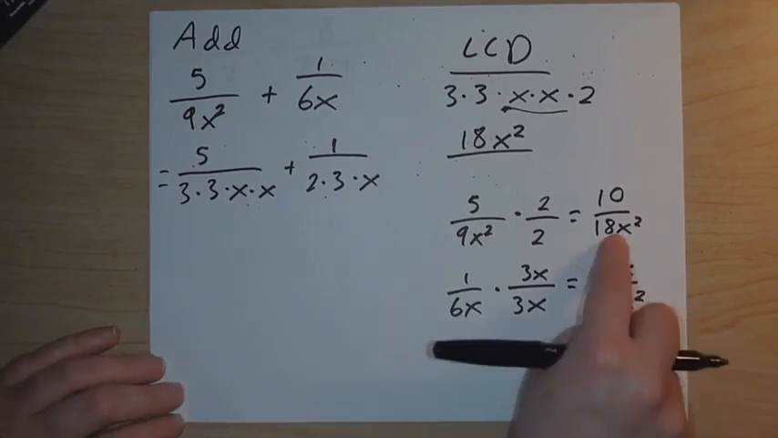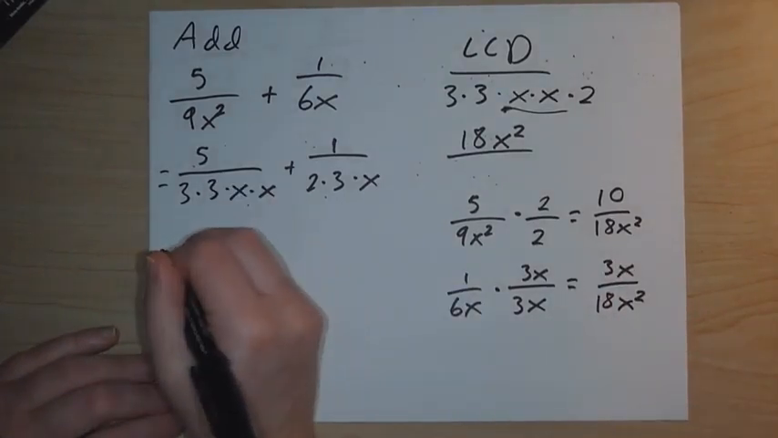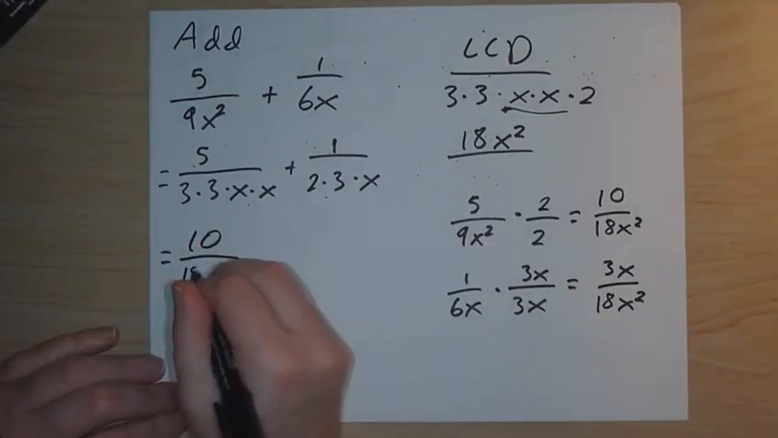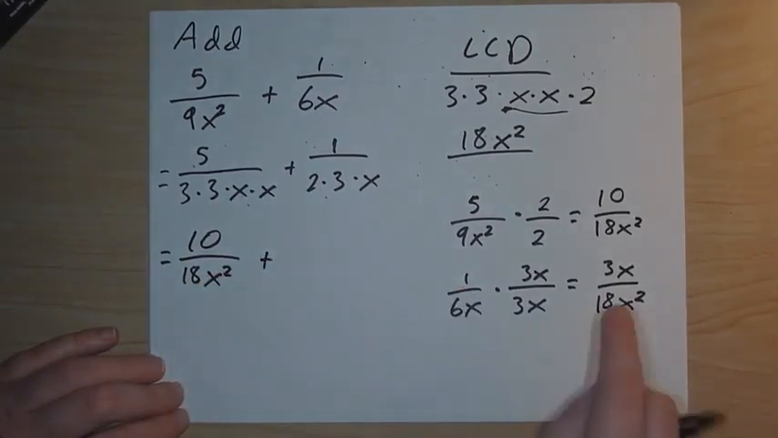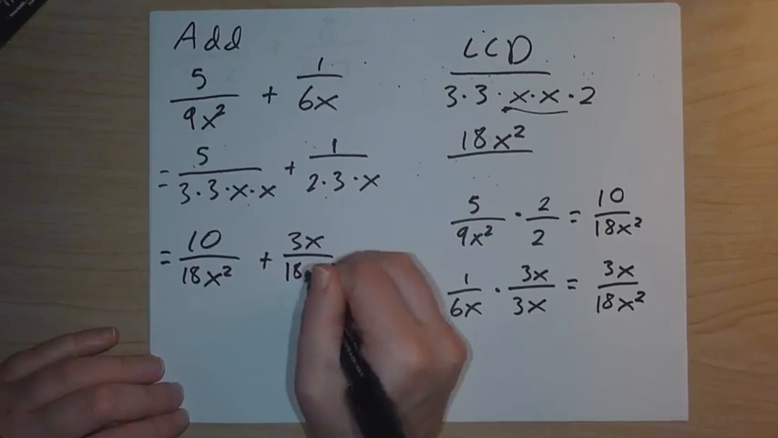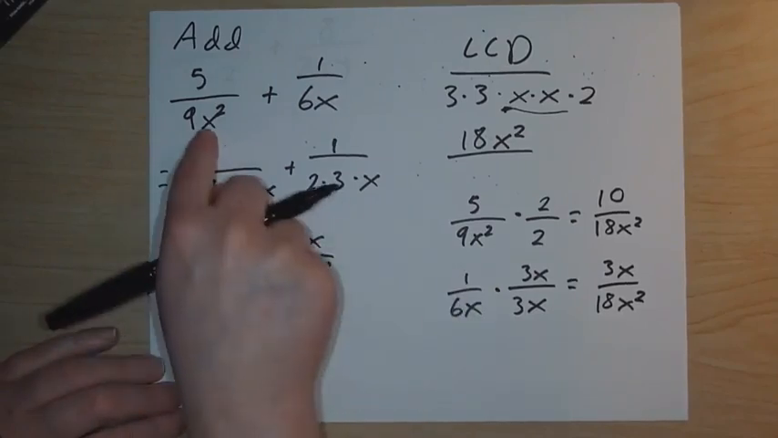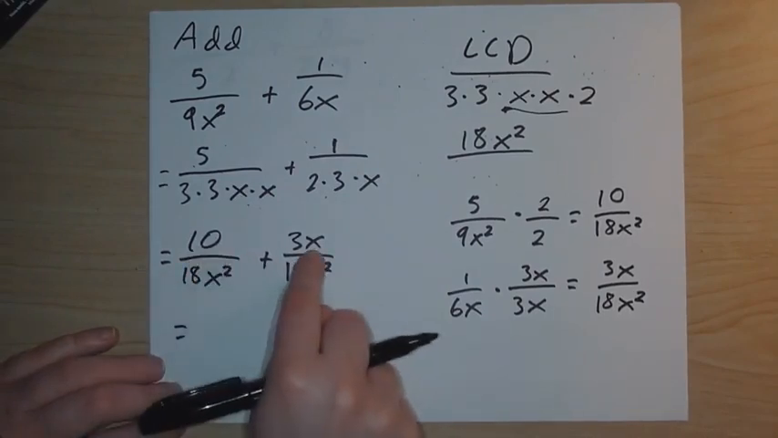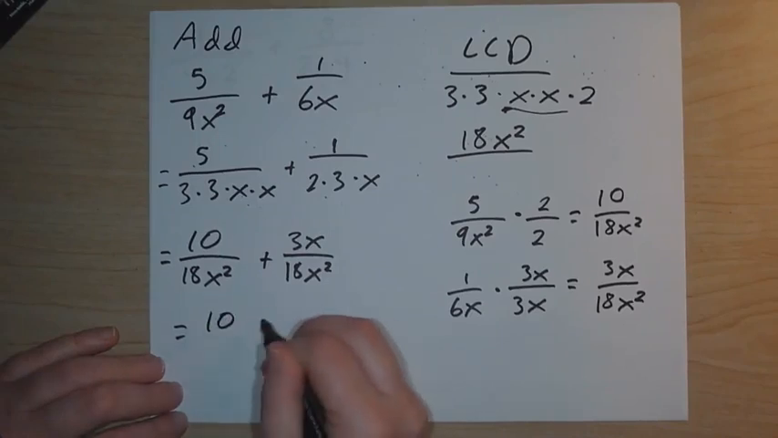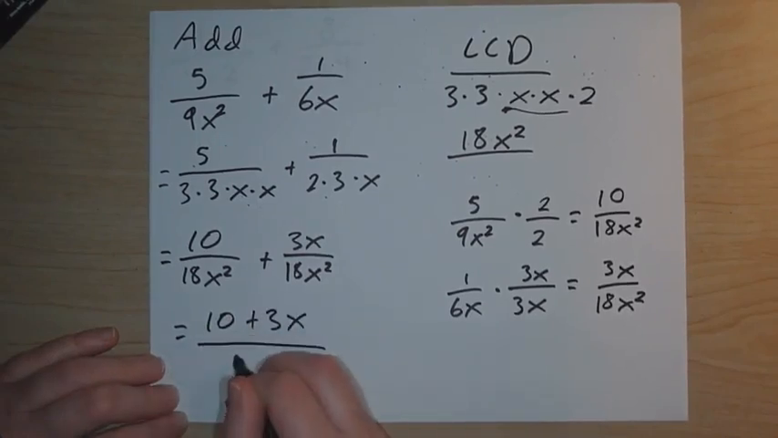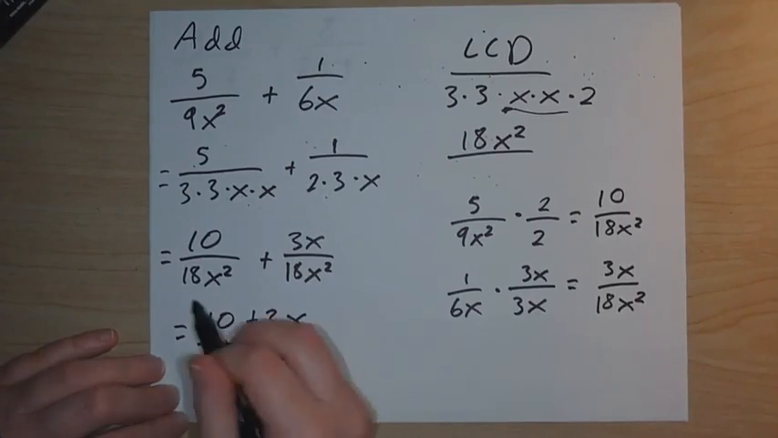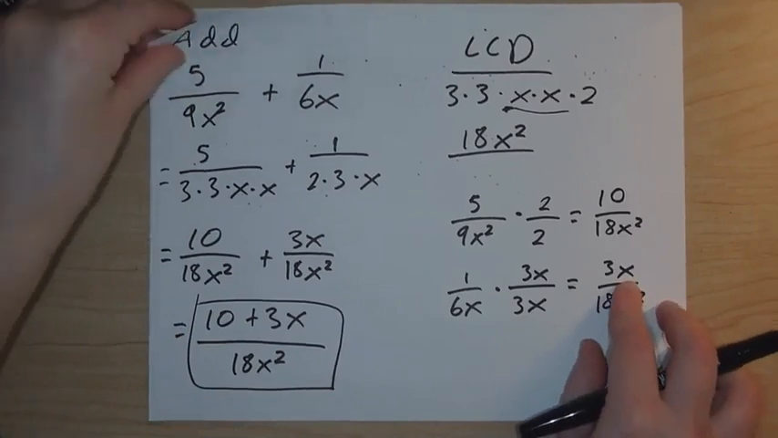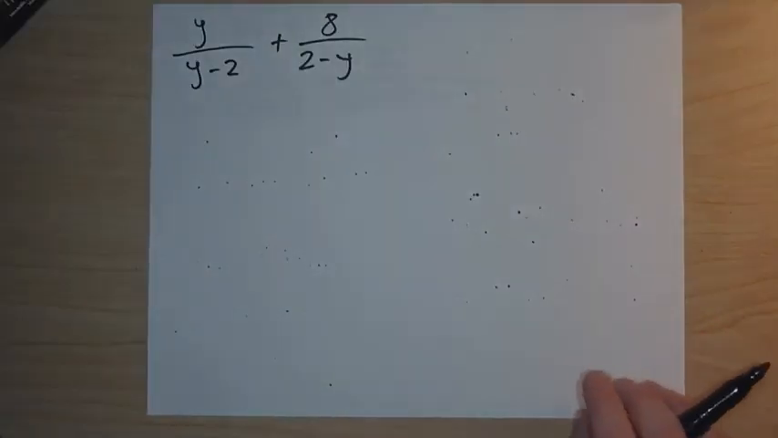So now that we've rewritten them with the same denominator, we can rewrite it over here as 10 over 18x squared plus 3x over 18x squared. So these are equivalent fractions to what was up here originally. But now that they have the same denominator, we can simply add the tops. So this is 10 plus 3x over 18x squared. And that's as simplified as you're going to get that. So that's how you can add some rational expressions.